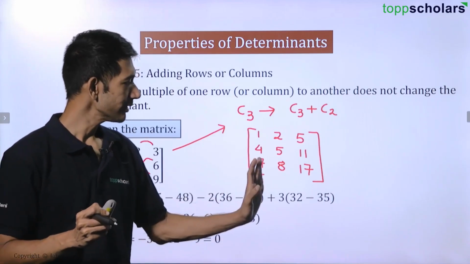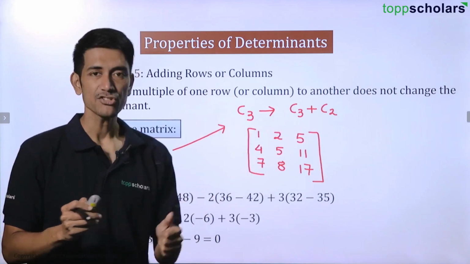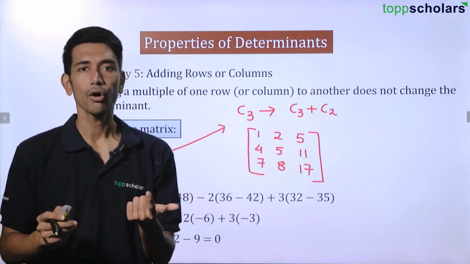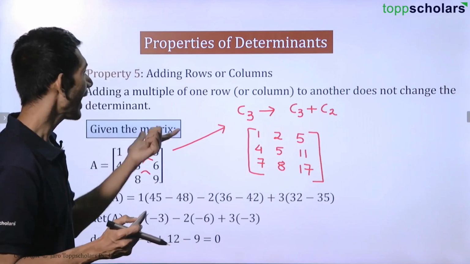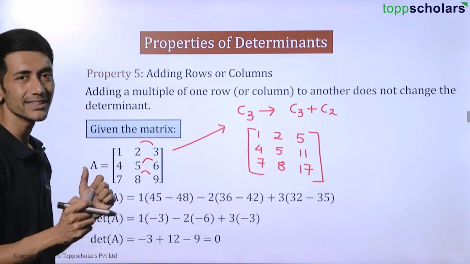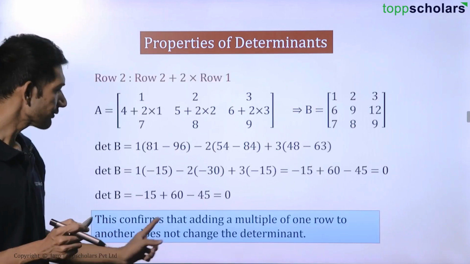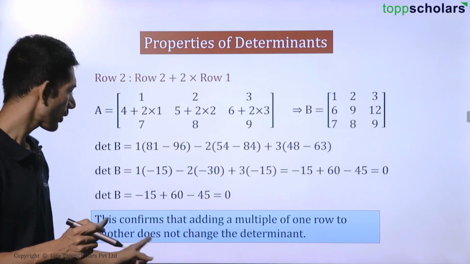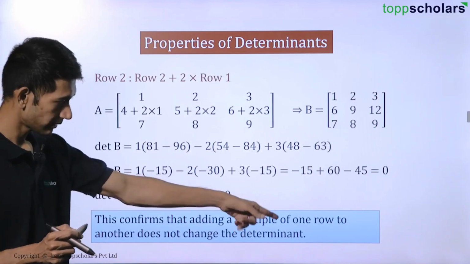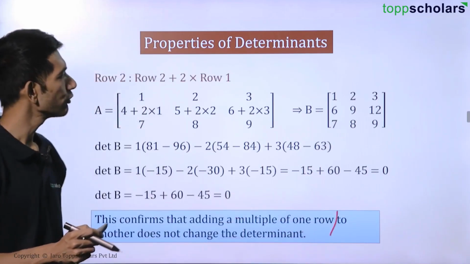So make sure that you can make changes in the row or in the column and the value of the determinant does not change. Interesting, isn't it? Let's continue. So this confirms that adding a multiple of one row to another does not change the determinant. You can add and write down column also there.